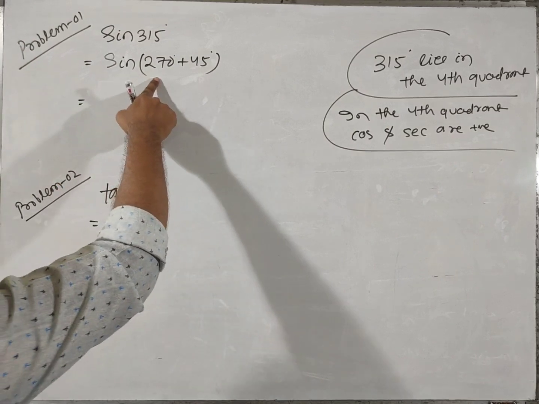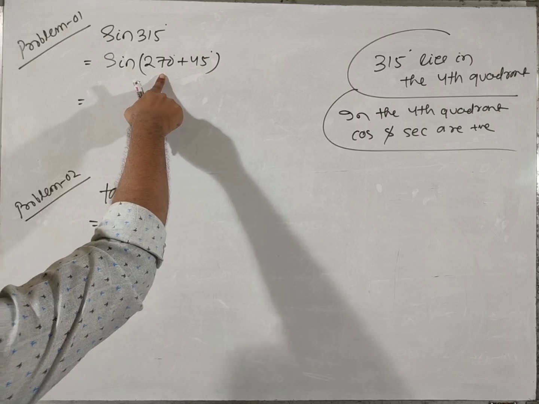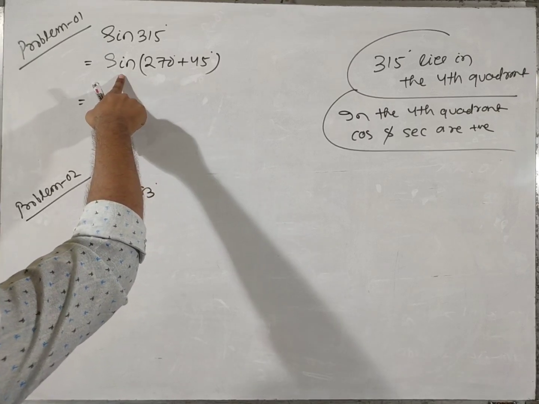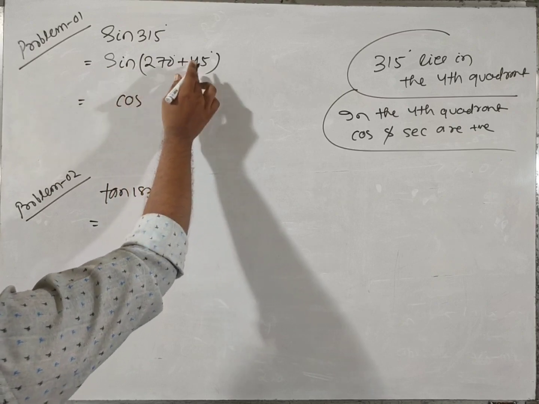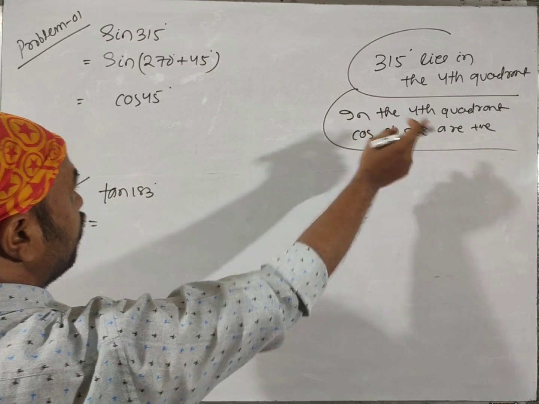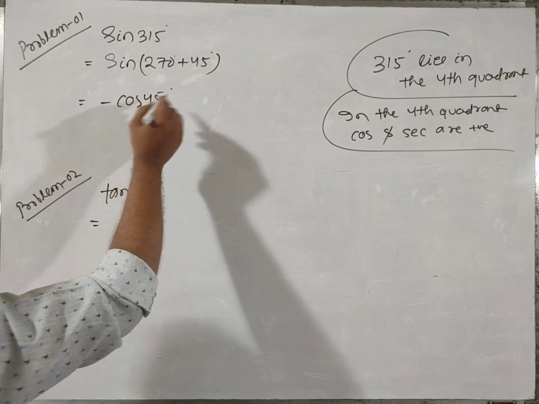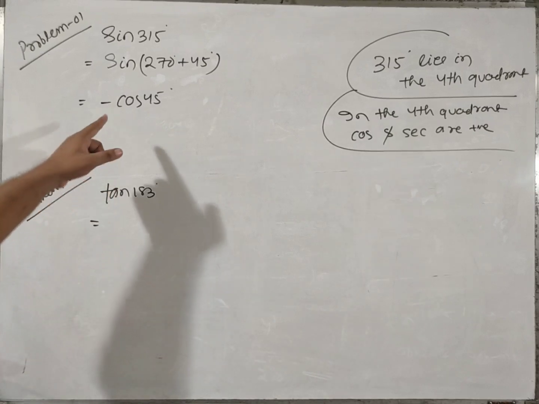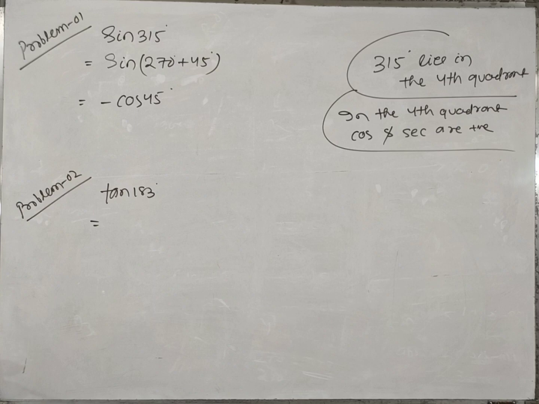As it is an odd multiple of 90 degree, 90 into 3, sine will be changed to cos. So sine will be changed to cos 45 degree, but the sine function is negative in the fourth quadrant because only cos and sec are positive. So it will be in the form of minus cos 45 degree, or you can also put the value here, then it will be minus 1 upon root 2.